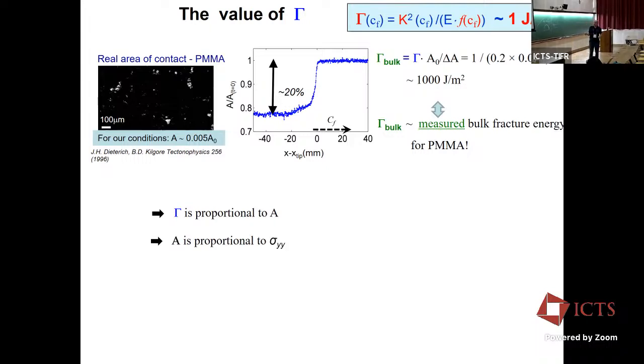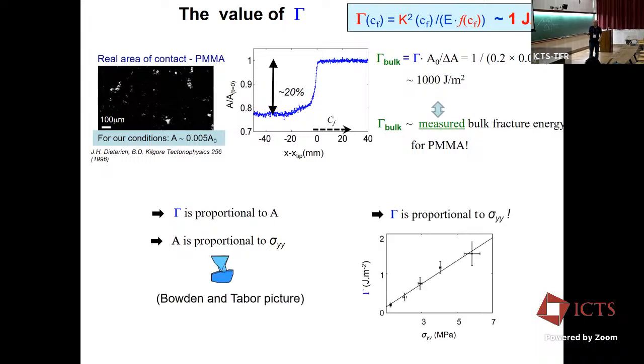And not only that, this value is not a material constant at all. It's proportional to the real area of contact. But the real area of contact is proportional to the pressure that we're applying. So we can check that. With our optics, we can see that the fracture energy indeed increases linearly with the pressure, the normal stress that we're applying. And this is exactly the Bowden and Tabor picture that we started with. So the contacts behave exactly like they flow until they don't, and they can support weight. And that's the meaning of the fracture energy.